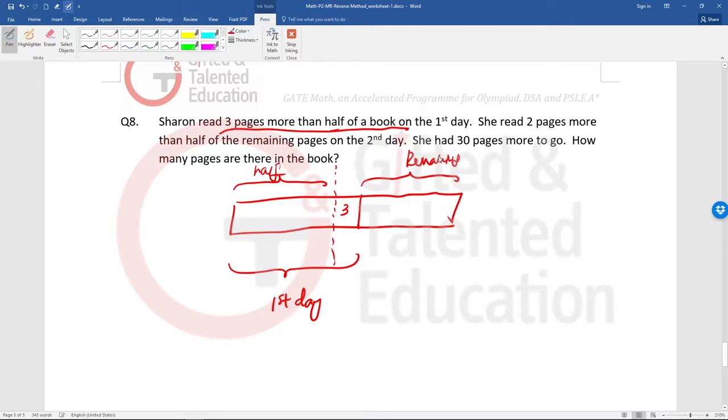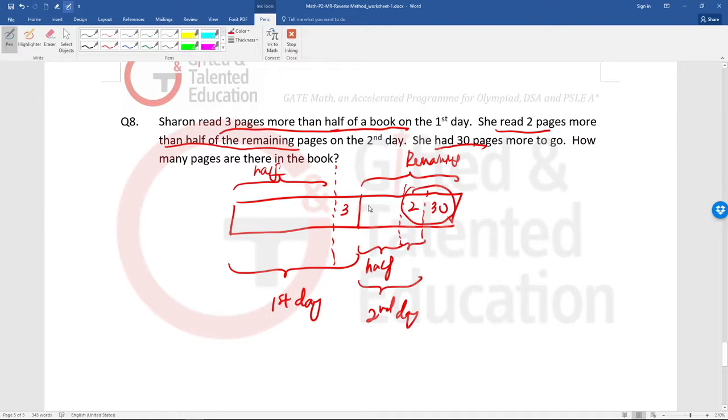On the second day, she read 2 pages more than half of the remaining pages. So this is half of the remaining. And she read another 2 extra pages. This is for the second day. In the end, she had 30 pages to go. So this would be 30. And this would be 32. Because this must be the same as this.